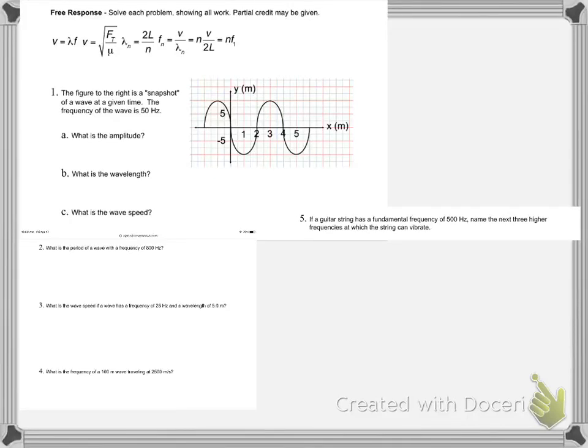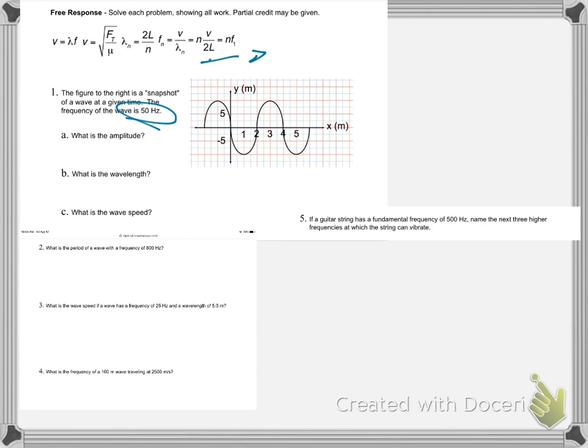All right, so our free response. Number one, the figure to the right is a snapshot of a wave at a given time. The frequency of the wave is 50 hertz, so they're giving us the frequency. The wave is traveling horizontally. And the first question says, what is the amplitude?